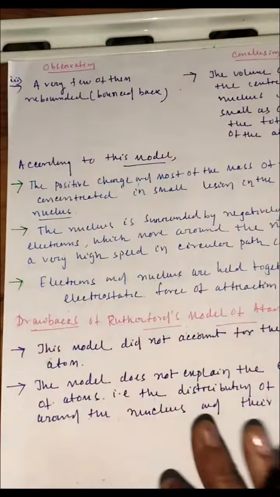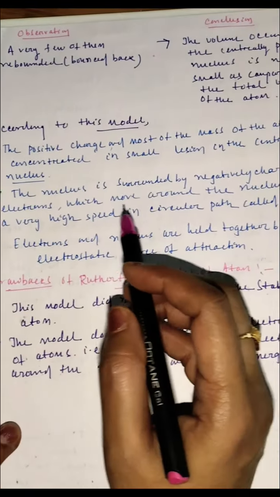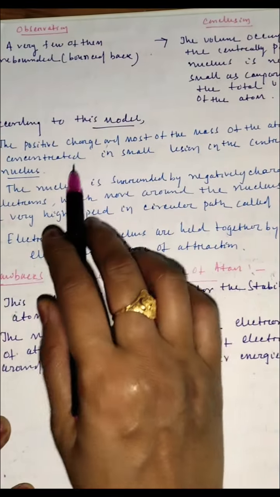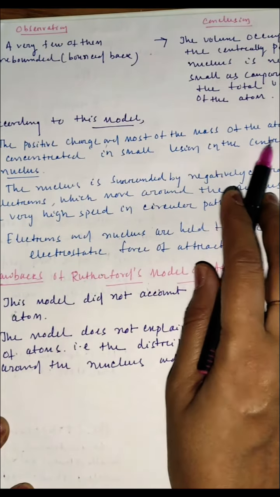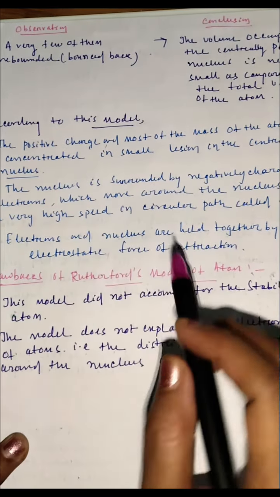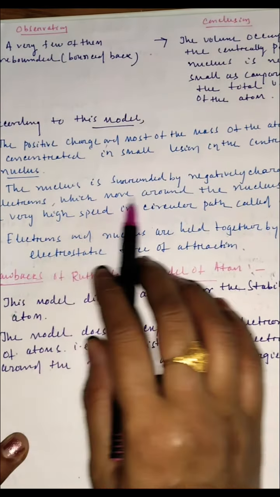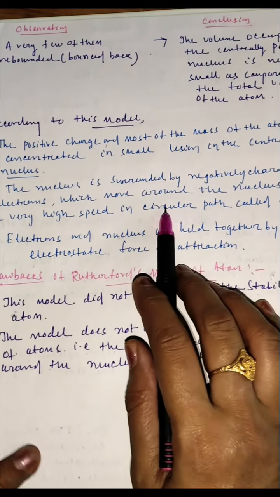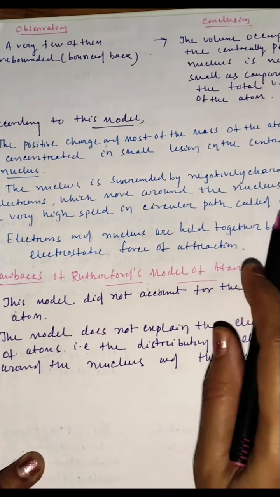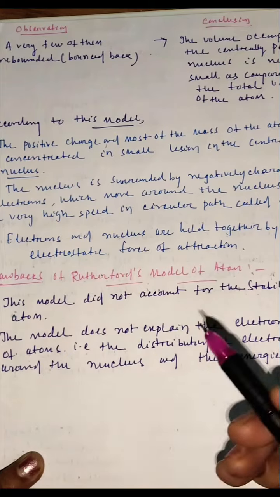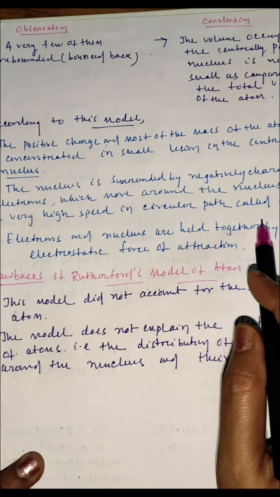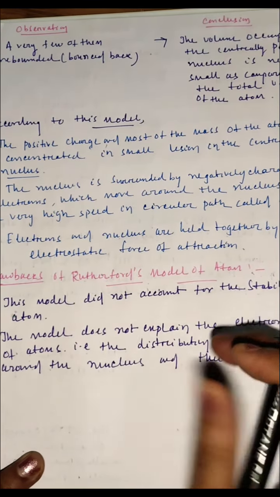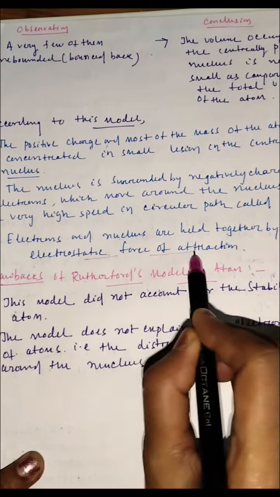Okay. Now, according to Rutherford's model, what are the points? First point is the positively charged and most of the mass of the atom is concentrated in the center, which is known as the nucleus. Second, the nucleus is surrounded by negatively charged electrons, which move around the nucleus with a very high speed in circular paths called orbits. And third point is the electrons and nucleus are held together by an electrostatic force of attraction.